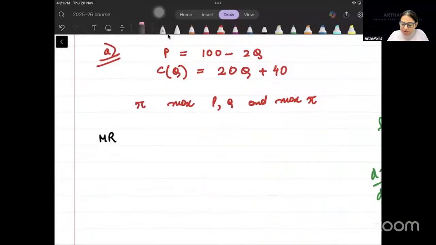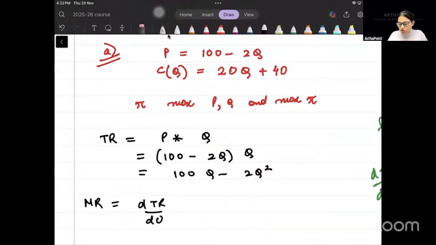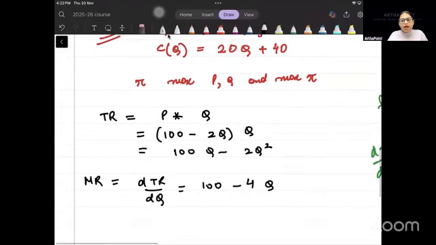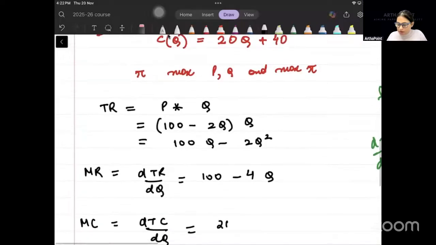Okay, come back to the question. तो अब हमें पहले we should find the total revenue first. तो my total revenue will be price into quantity. बेटा प्राइस विल बी 100 माइनस 2Q, क्वांटिटी विल बी Q, माने 100Q माइनस 2Q स्क्वायर. तो marginal revenue will be how total revenue changes as quantity changes, 100 minus 4Q. ठीक है. अब हम निकाल लेंगे what is going to be our marginal cost. तो marginal cost is how total cost changes as quantity changes. So it is going to be 20.